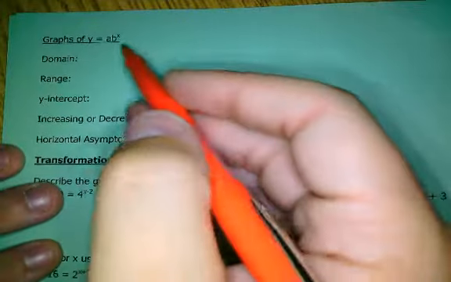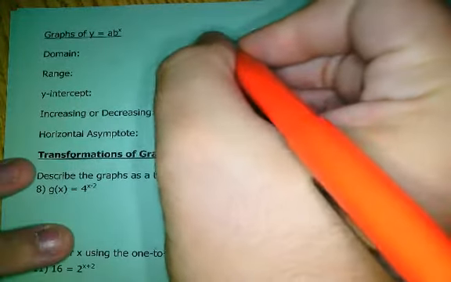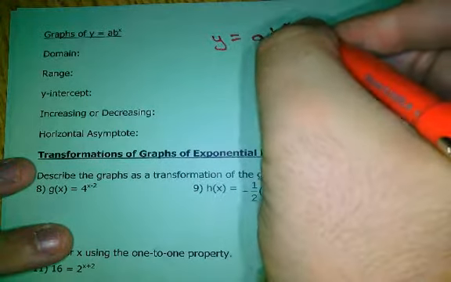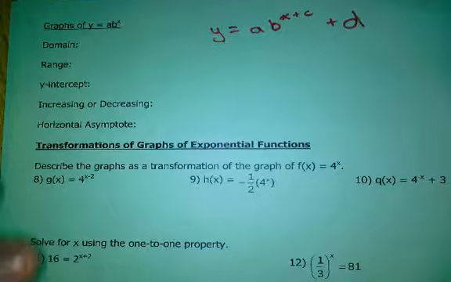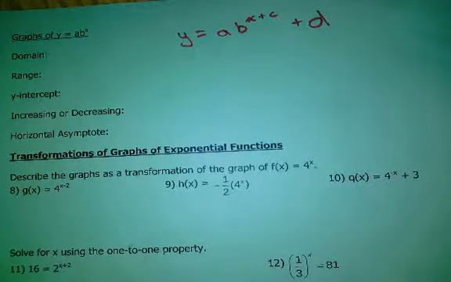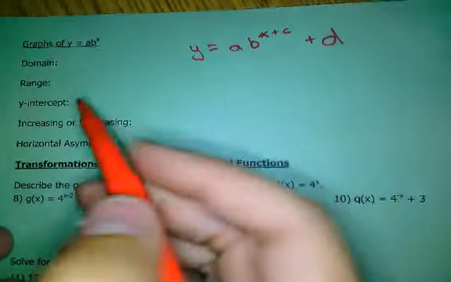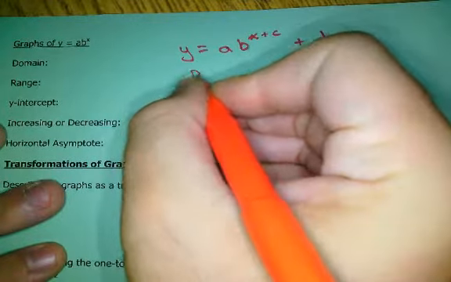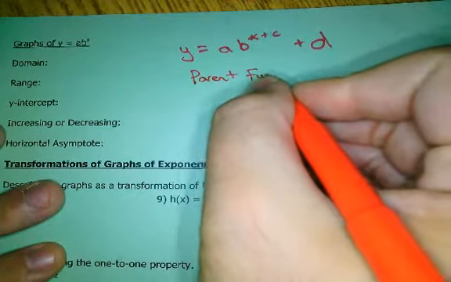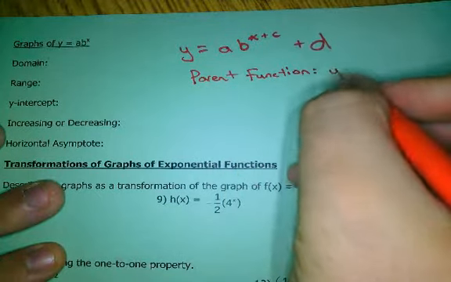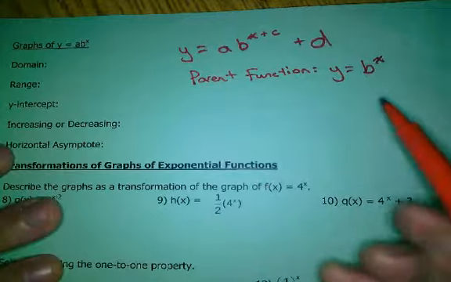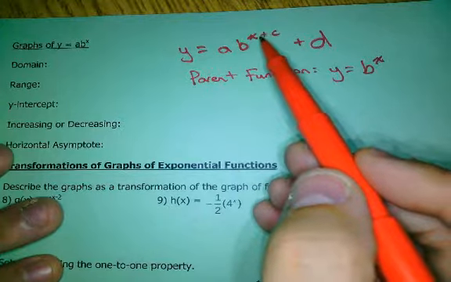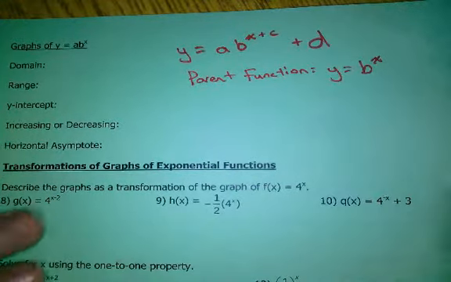I'm going to kind of, sort of ignore this stuff over here. And I'm going to just do this real quick, because I want to talk about some important stuff. So, a times b to the x plus c, plus d. This is going to tell me all of my transformations. Okay, so I'm kind of ignoring the stuff over here. I'm going to write it like this. So b to the x is my parent function. That has no transformations on it. But as soon as I multiply something in front, add something or subtract something up here, or add or subtract something right here, stuff changes.